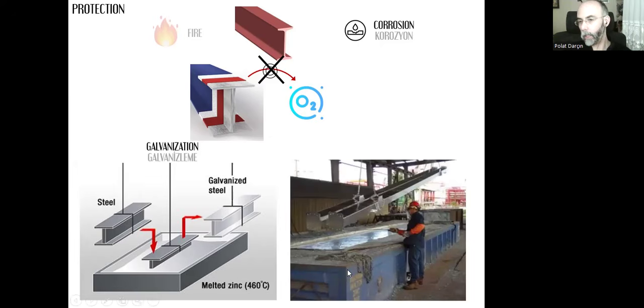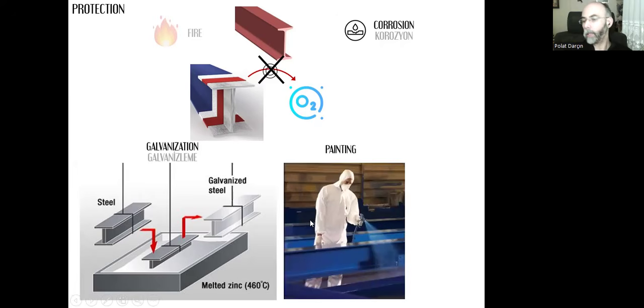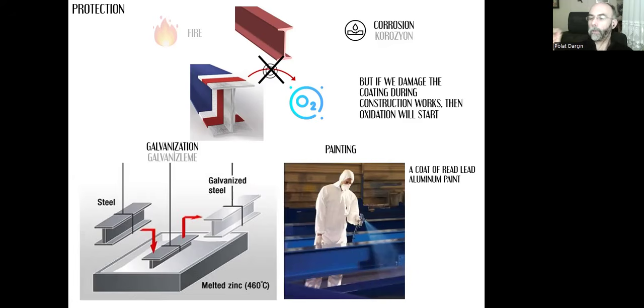It's been done like that. There's this bath, like a pool with melted zinc inside it. So they dip it. Or we can paint them with a coat of red lead aluminum paint. But we need to be careful about not damaging, not cutting, not drilling these pieces once they are galvanized or painted. We need to do all these processes before galvanization or painting.